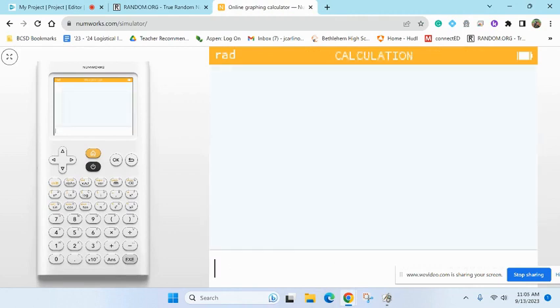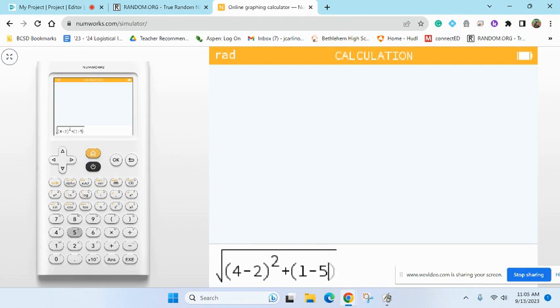Okay, calculate. All right, here we go. Ready? Square root. Everyone remembers where that button was, above the parenthesis. Square root, parenthesis, 4 minus 2, close it up and square it. Plus, new parenthesis, 1 minus 5, close it up and square it. Enter, execute. Oh, that drives me nuts.